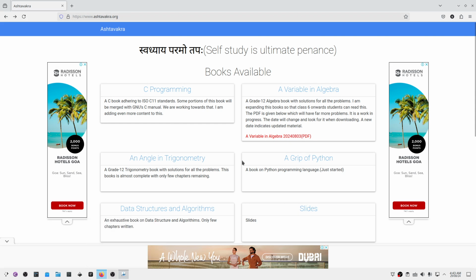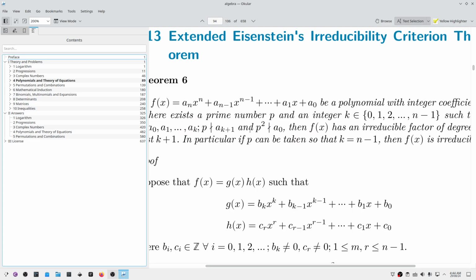So we will now study through the PDF, not through these slides, because it's duplicating the effort. It's not good for productivity. So we will straight up study from the PDF.